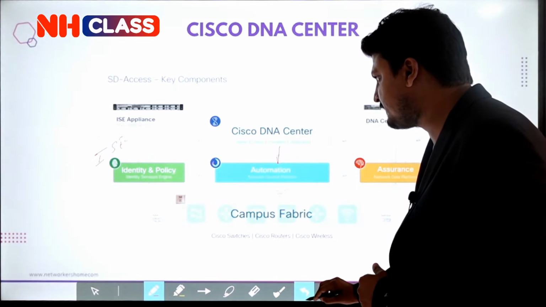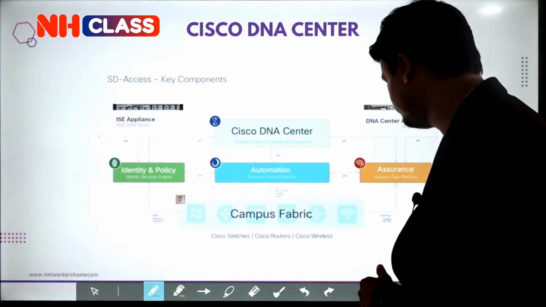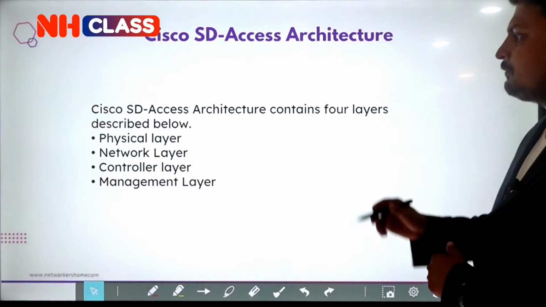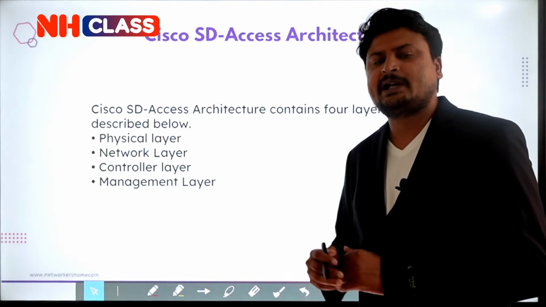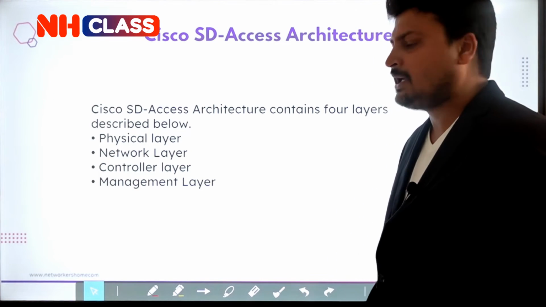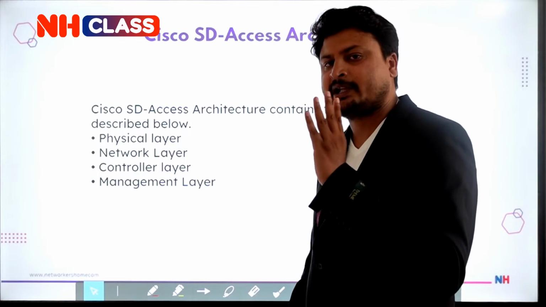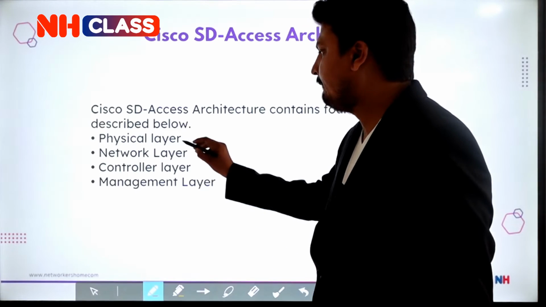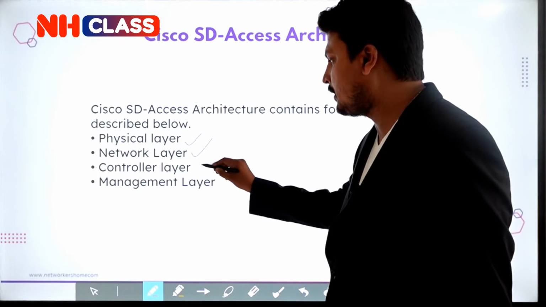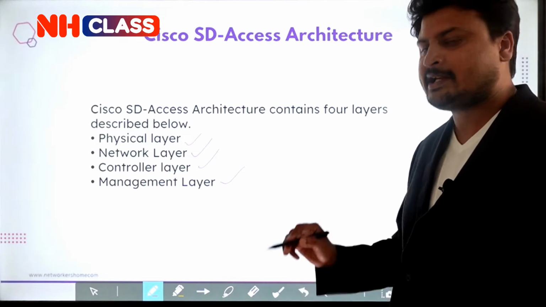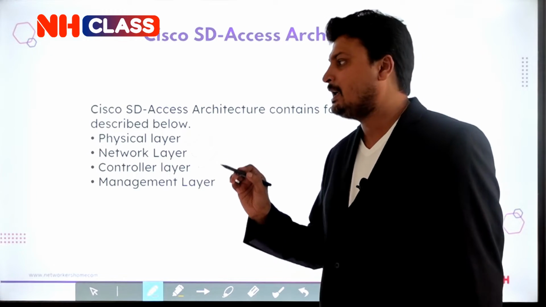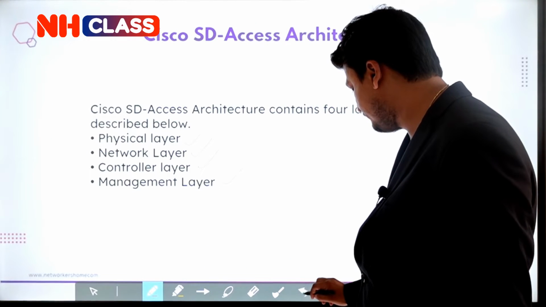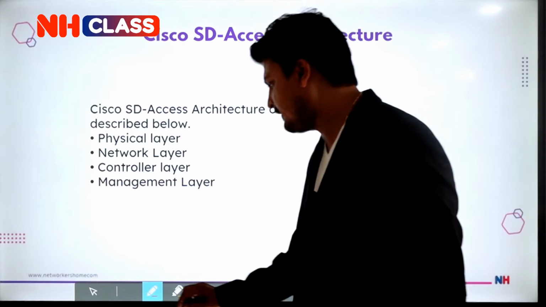Now, let's discuss the next topic. Here we are going to discuss the SD-Access fabric architecture. In our DNAC, we have 4 layers, so 4 architecture levels. Here you can see we have the physical layer, network layer, controller layer, and management layer. These are the 4 major layers of the architecture inside the DNAC. Let's deal with all these 4 features. We'll understand what they are and their details.